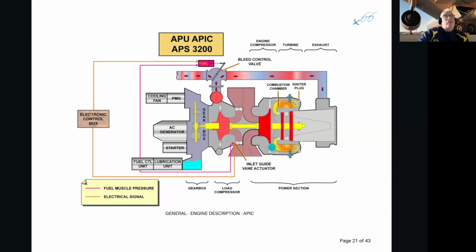And all the rest of the functions, the starter does the same job, the AC generator does the same job, the cooling fan does the same job, the fuel control unit and the lubrication, so this fuel and oil all do the same jobs. The only difference in the design is how the air gets delivered, the high pressure air gets delivered into the aircraft.